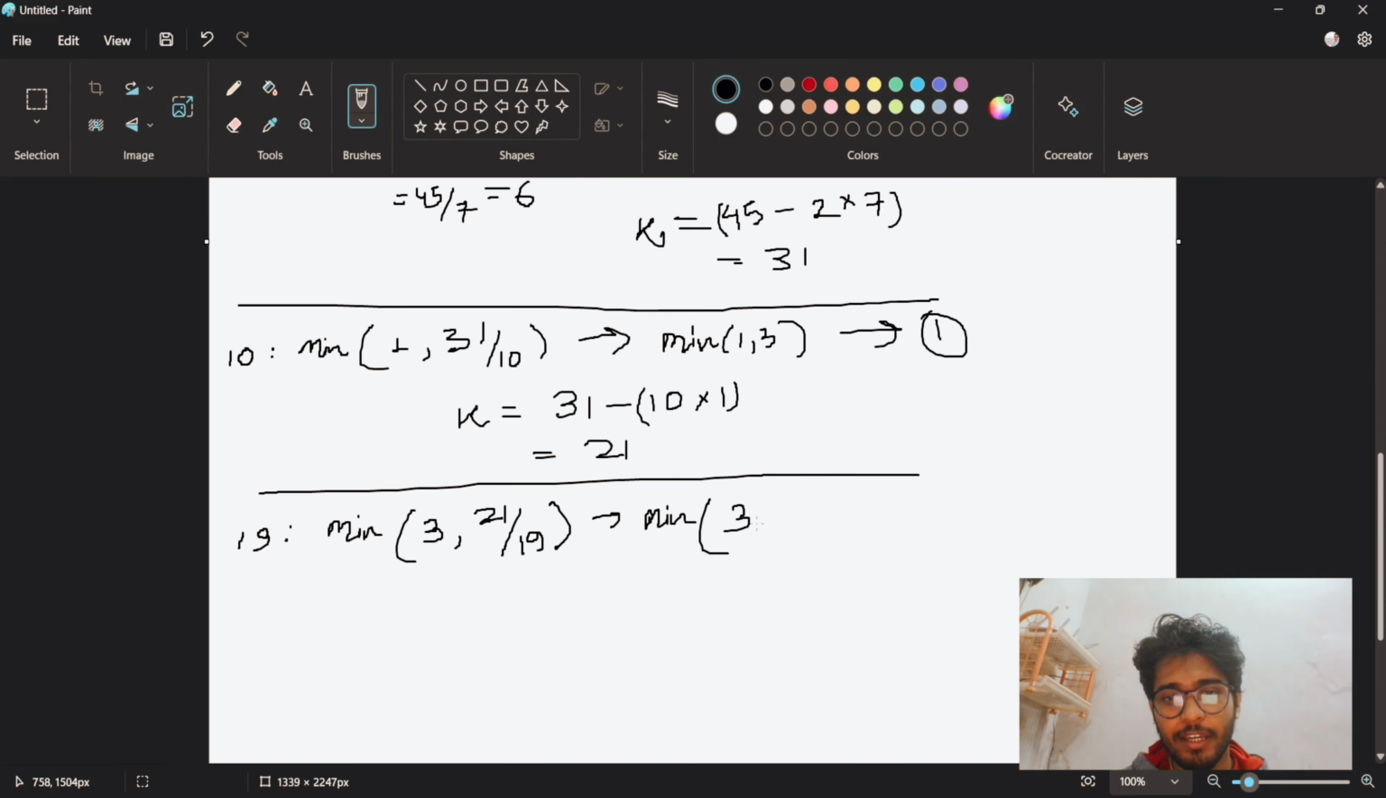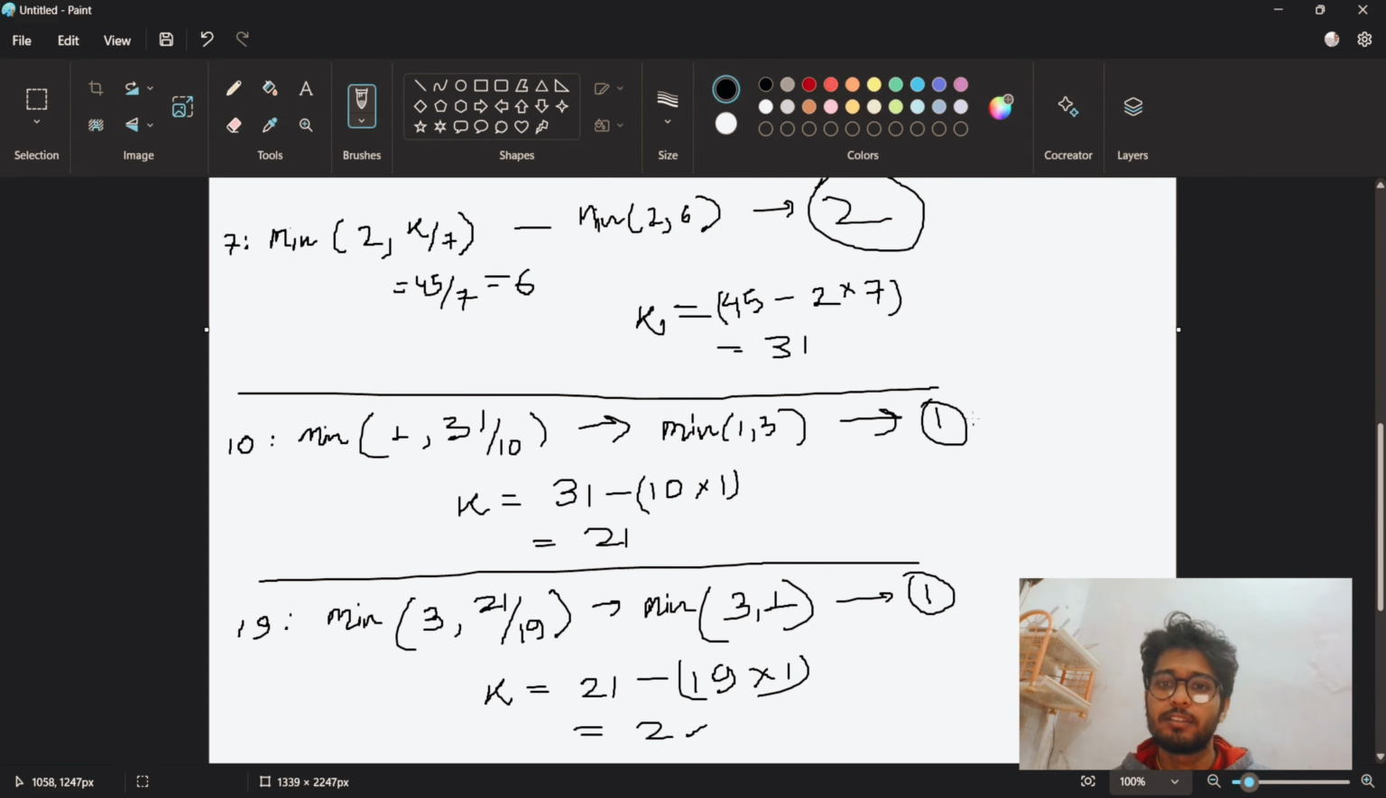So what will it return? Minimum between 3 and 1, that is 1. So here also we can buy one stock of 19 rupees. So we can update the balance amount, that is 21 minus 19 into 1, that is 2. So at last we will add up the number of stocks we have bought, that is 2 plus 1, which is 4.